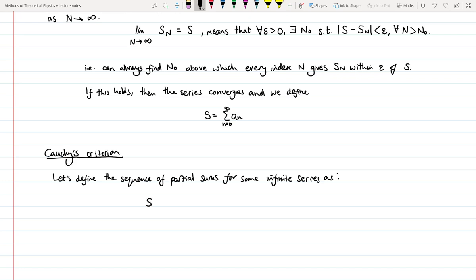So we'll have S0, S1, S2, up to Sn, and so on. Now the first term in the sequence is going to be A0, the next is going to be A0 plus A1, then A0 plus A1 plus A2, and then the partial sum Sn is the sum from n equals 0 to n of An, and so on.